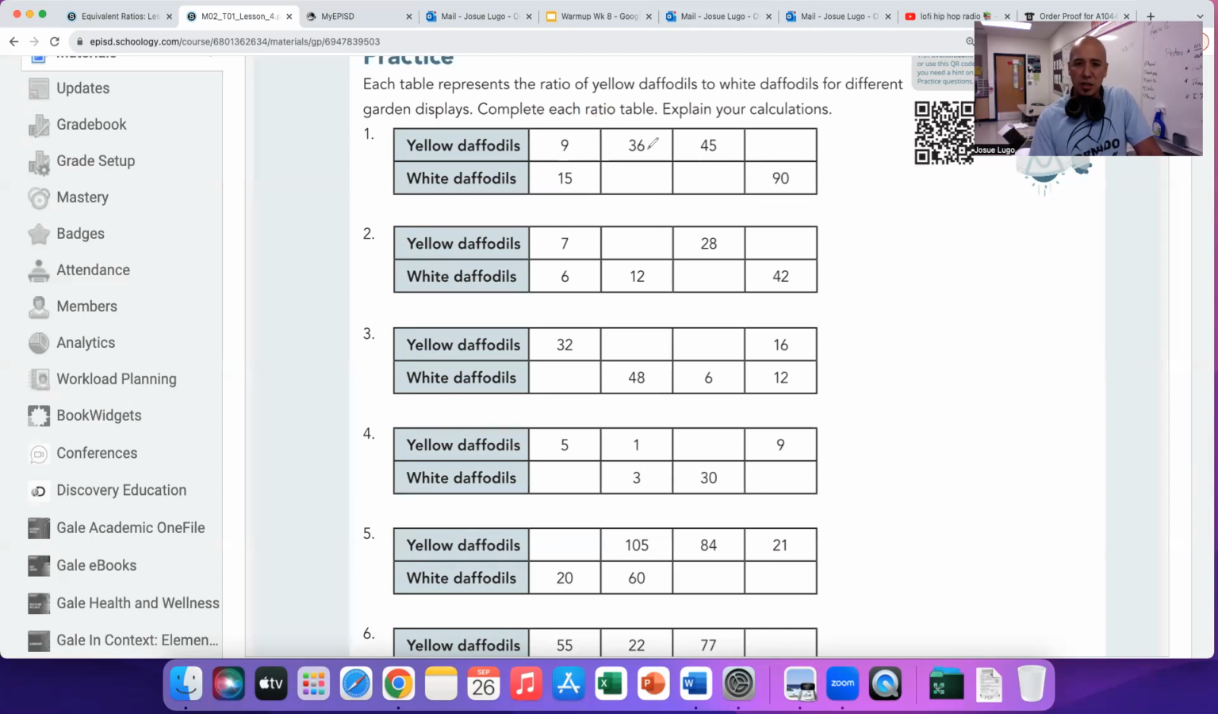Now, I could have started with a different one. I know that 9 times what gives me 36? Well, that's times 4, is it not? So I need to multiply 15 times 4 in that case to figure out what goes down here. And 15 times 4 is 60. So notice, whatever you use for the numerator, use that same thing for the denominator to create the new denominator. And it's the same pattern each and every time.